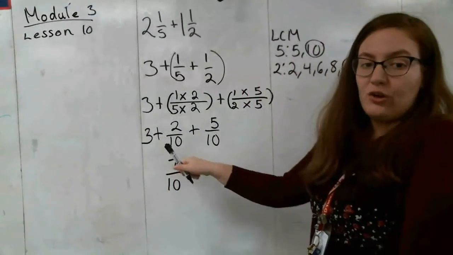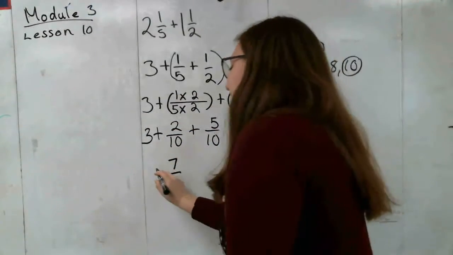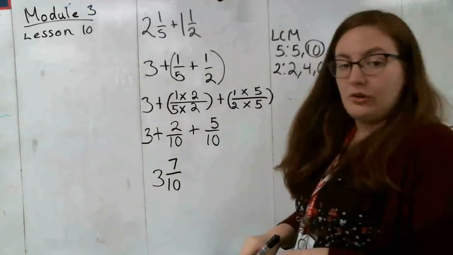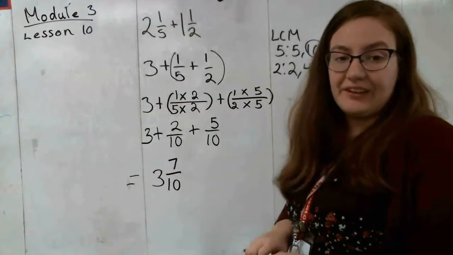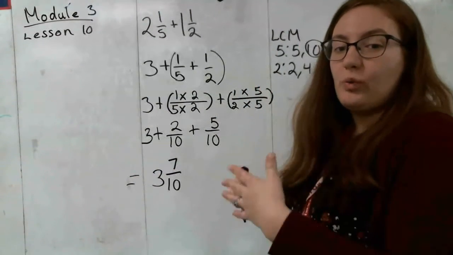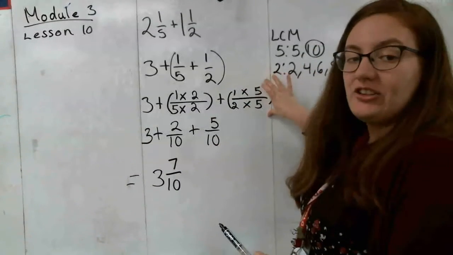Just make sure that we don't forget about this whole number. That's why I've kept it with us the whole time. I need to add our whole number to it for a final answer of 3 7/10. So what we're doing is pretty much the same step. This step is not changing at all.